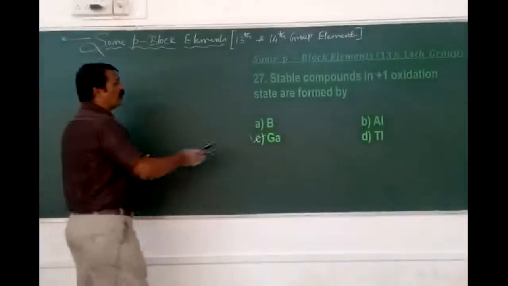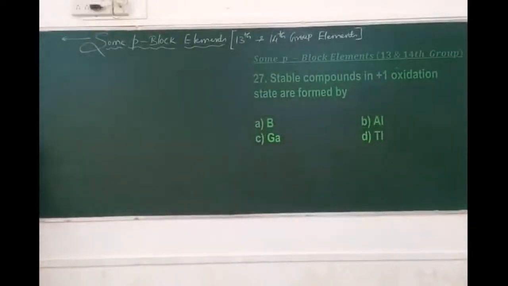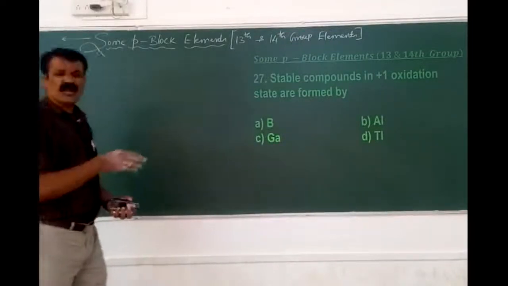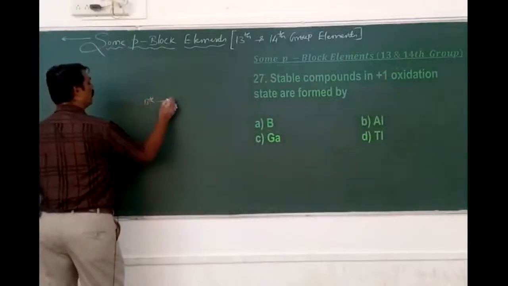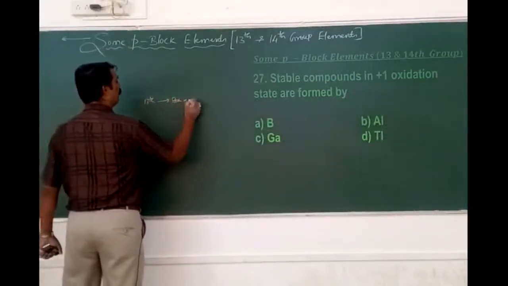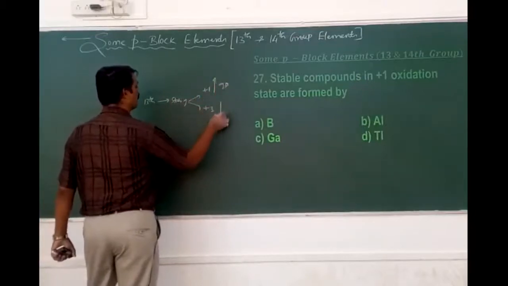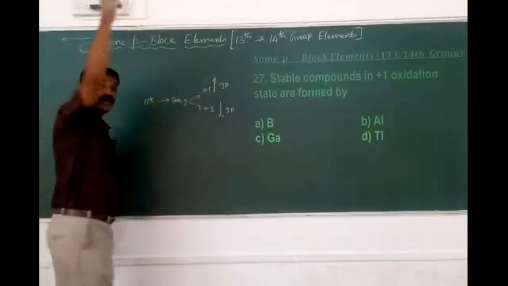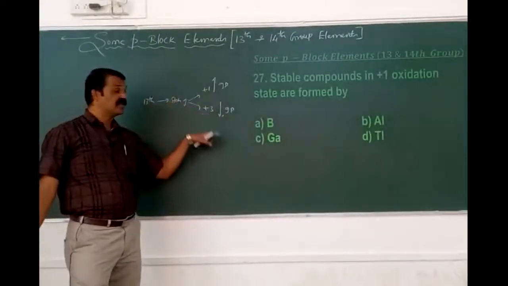27. Stable compounds of which one? The +1 oxidation states are formed by, what is that? Stable compounds of this one are stabilized by, again, the +1. For the 13th group, stability of +1 increases down a group, whereas +3 decreases down a group. For the 14th, +2 and +4: +2 increases down a group, whereas +4 decreases down a group.